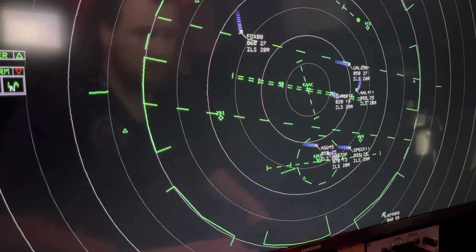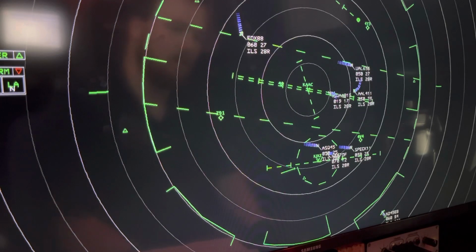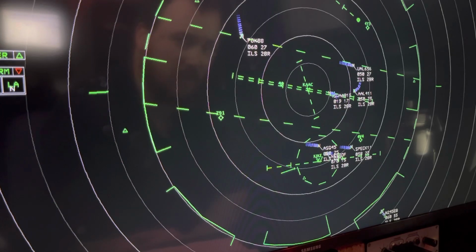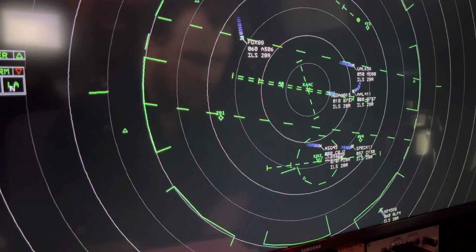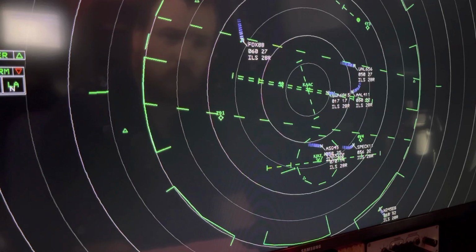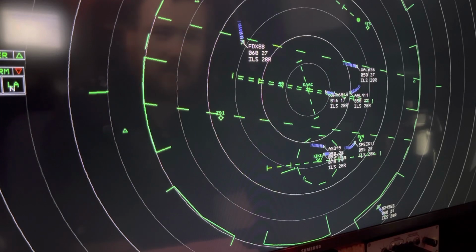I don't know if that's an intentional quirk of the program, because obviously it's a simulation. But it's consistent every single time. If you call them at 280 and you say reduce speed to 250, they will call back and say they are going 250. So they're consistently 30 knots slower than what you'd expect. I didn't realize that.